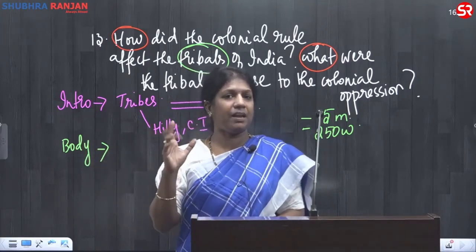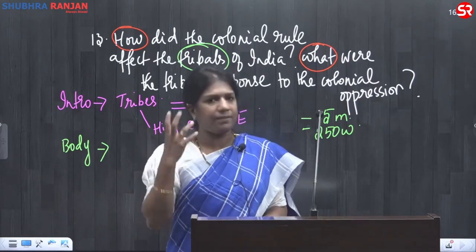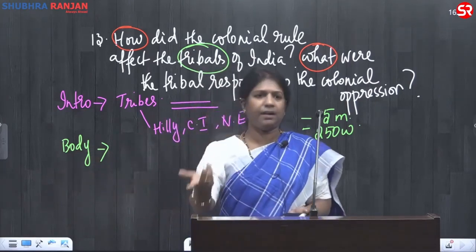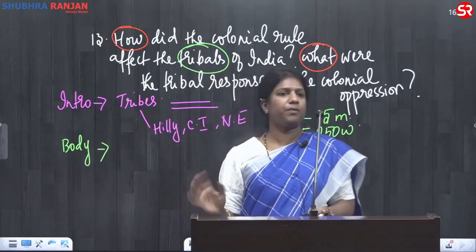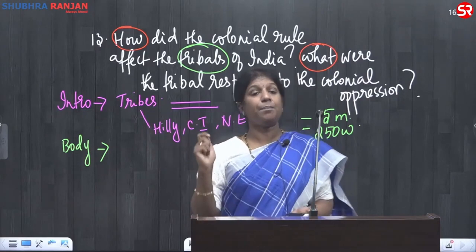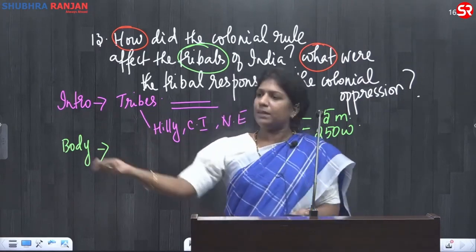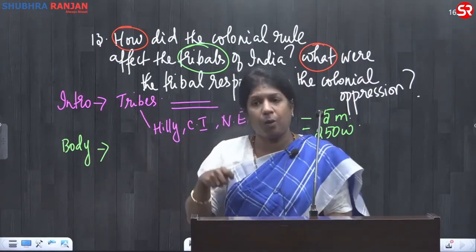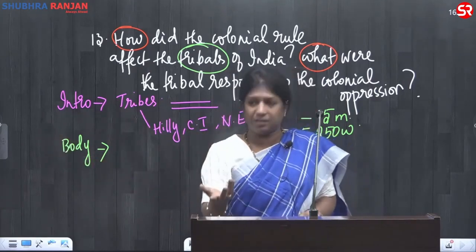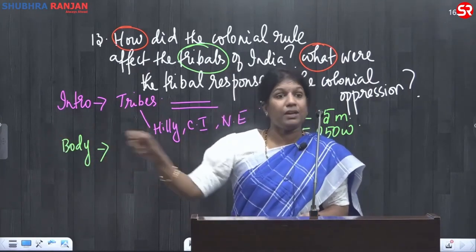Native intelligence is very high with tribes. If they have fever, they'll take a small herb, they'll eat it, and they're done. They don't go with Dolo 650. They have a plant, they eat it. So there were many medicinal herbs with them. When the Britishers got to know the know-how about these herbs, they started to use it for commercialization.